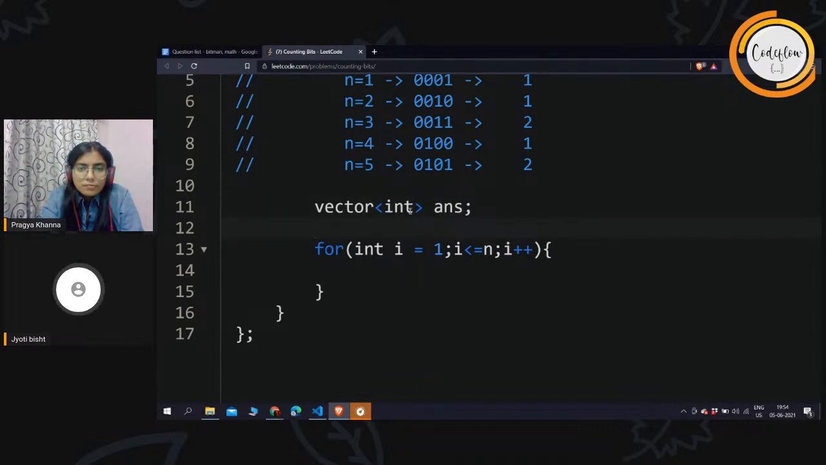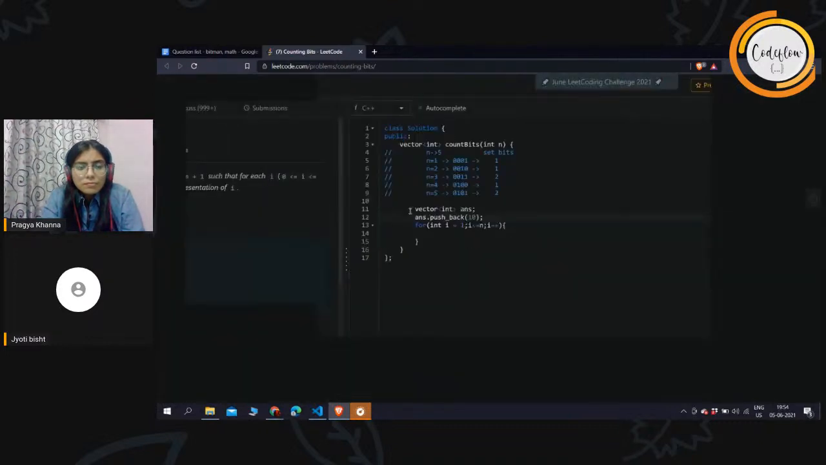Right now the vector has no elements in it, but if I do answer dot push back 5 or 10, my vector would have the first element as 10.